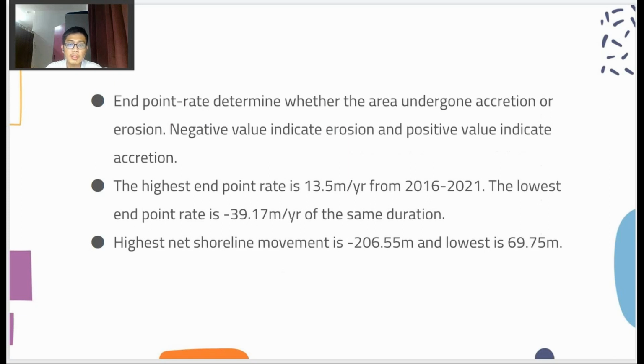So the highest endpoint rate is 13.5 meter per year from 2016 to 2021, which is also the highest accretion, and the lowest endpoint rate is negative 39.17 meter per year of the same duration, which is also the highest erosion. So the highest net shoreline movement is negative 206.55 meter, and the lowest is 69.75 meter.